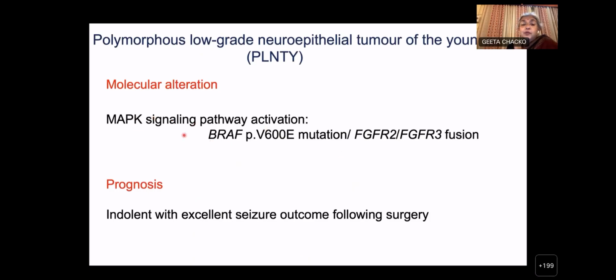So most frequent is the MAP kinase alteration of BRAF V600E. It could also have a FGFR fusion. And the good thing about it is that if you remove the tumor, they have a good seizure-free outcome in these patients. So it's important because there's a big difference in prognosis between a tumor like this and an oligodendroglioma.